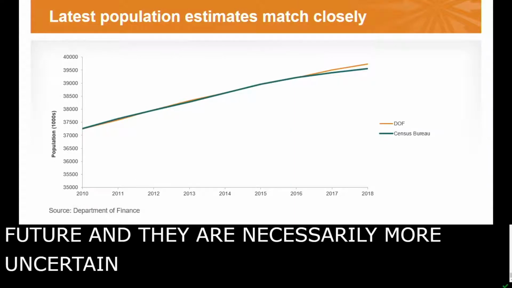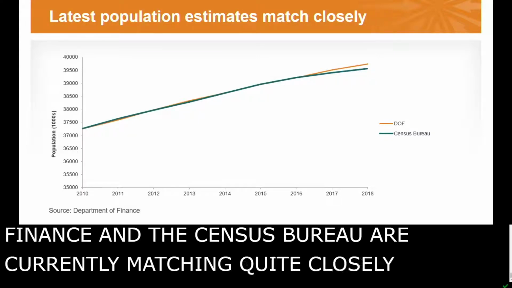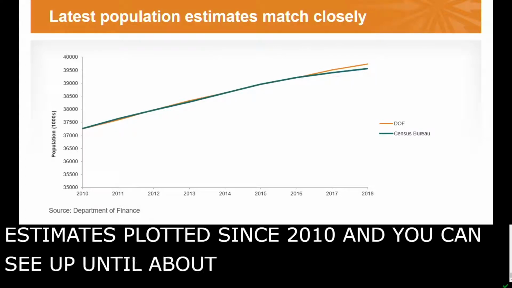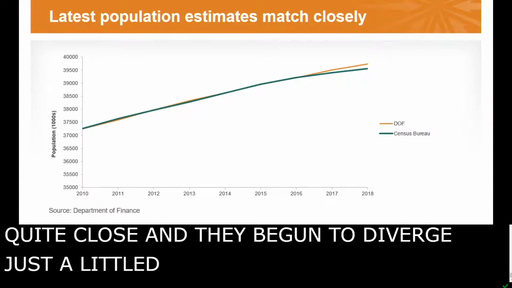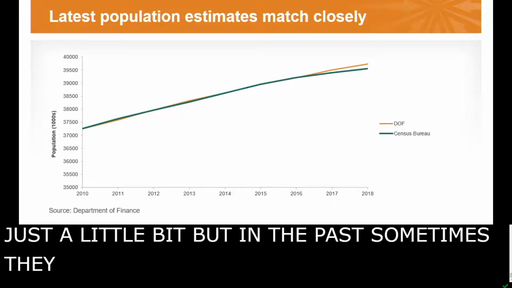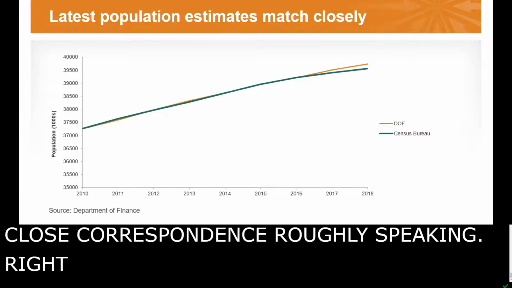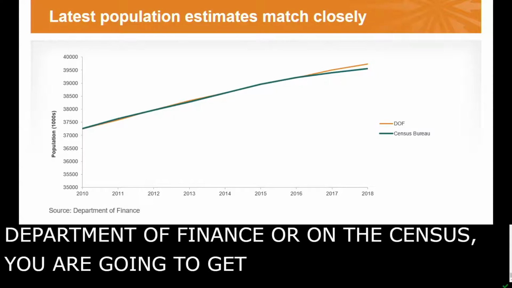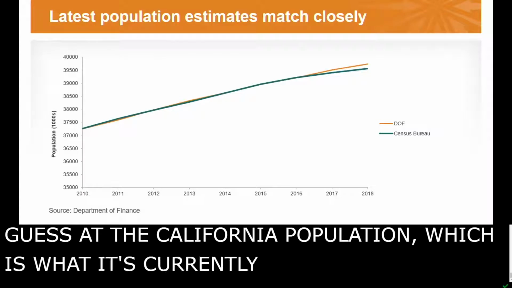Regardless, the Department of Finance and the Census Bureau currently are matching quite closely in terms of their estimates. These are the estimates plotted since 2010. And you can see up until about 2016, they were really quite close, and they've begun to diverge just a little bit. But in the past, they have sometimes diverged a lot more than this. So this is actually a pretty close correspondence, historically speaking. So right now, whether you rely on the Department of Finance or on the census, you're going to get roughly the same guess at the California population, which is that it's currently about maybe a little north of 39 million.